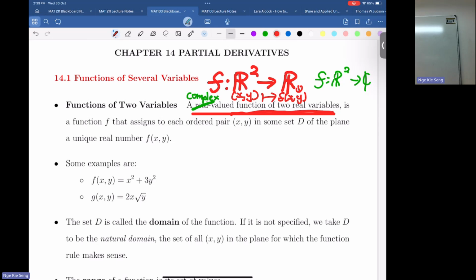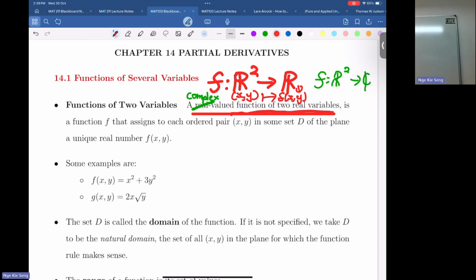And with this height, you can imagine that it looks like a mountain, something like that, depending on how you attach this height. Does it make sense? If the height is negative, it's a bit like soil being dug away, so you have a hole. If you have a hole, you can also use the R2 to R function to describe it.